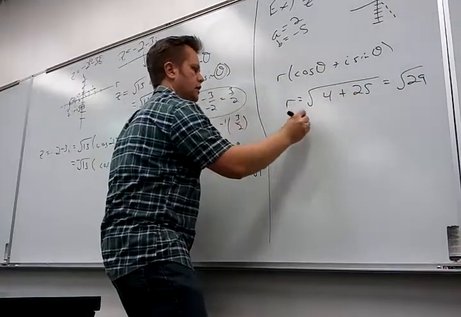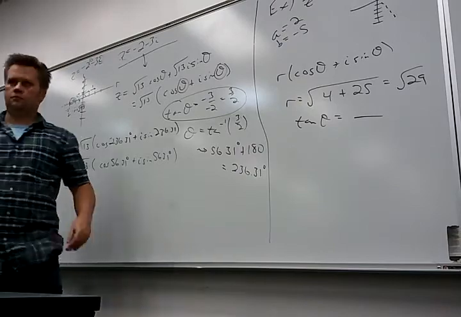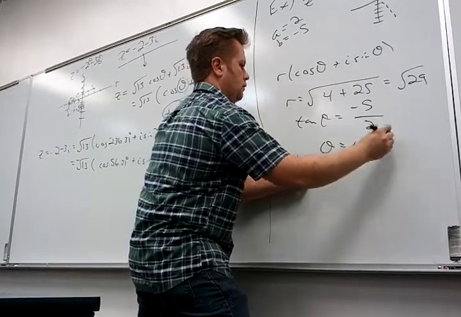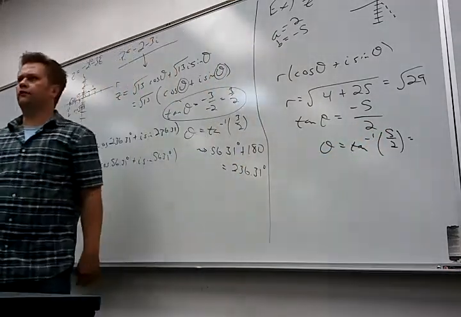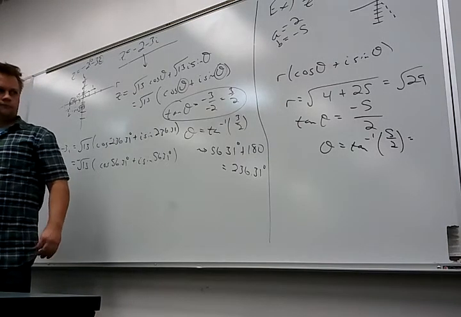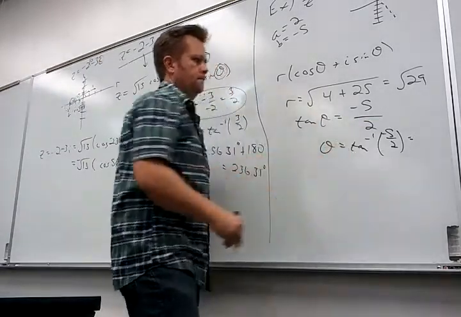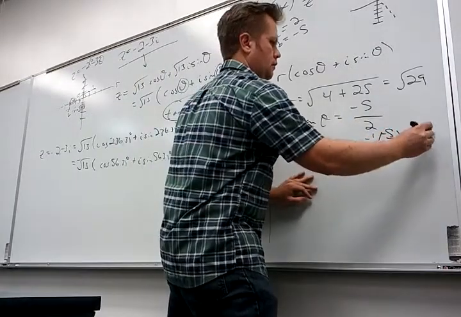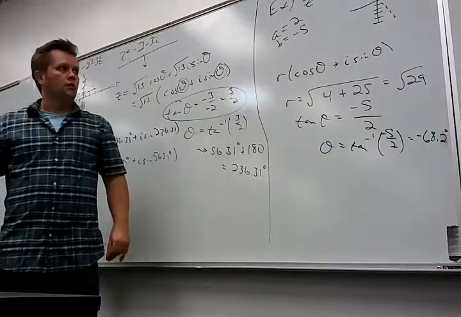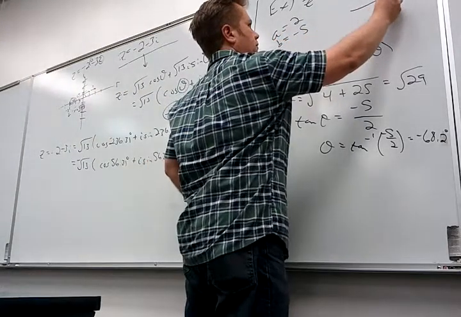And then tangent theta has to be, careful, B over A, y over x. -5 over 2. So somebody help me out, what would that be? What do you get from your calculator for that? -68.1985. So we'll say -68.2. And actually that directly matches, doesn't it? Isn't that -68.2 there? Yes.